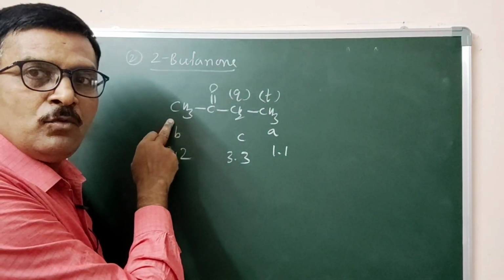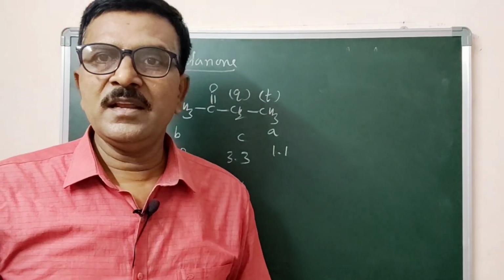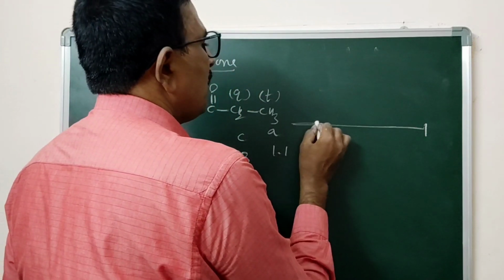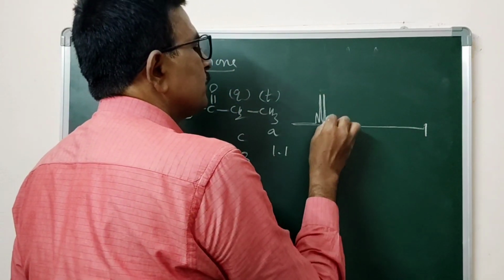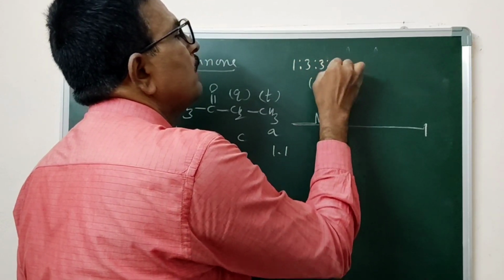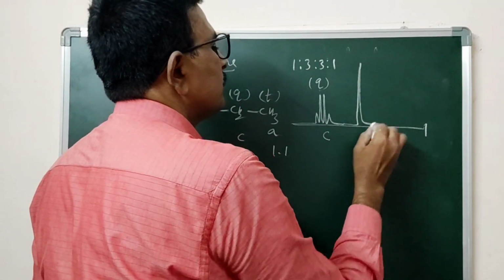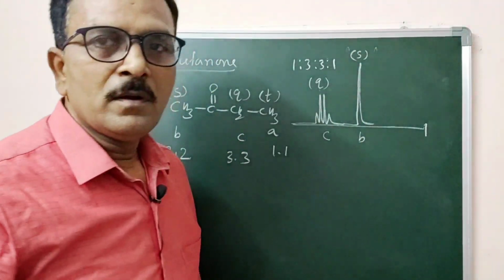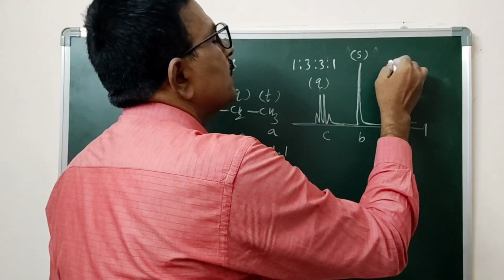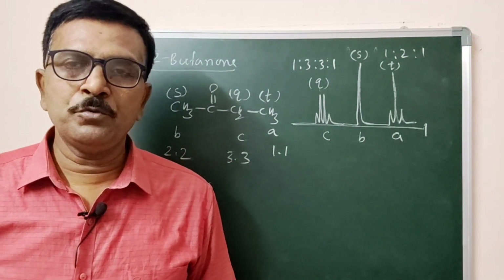It has no adjacent, there is no coupling, therefore singlet. Its spectrum is quite similar to ethyl acetate, but there is a difference in the absorption frequencies. Now you present the spectrum as quartet for C proton, of 1:3:3:1 intensity, and singlet for B proton. For B it is singlet, for A again it is triplet with 1:2:1 intensity. So this is the presentation of 2-butanone.